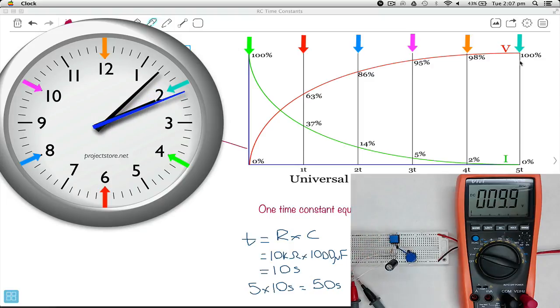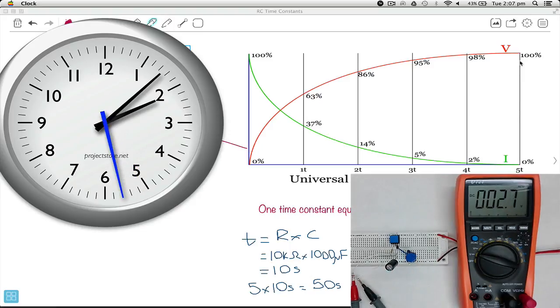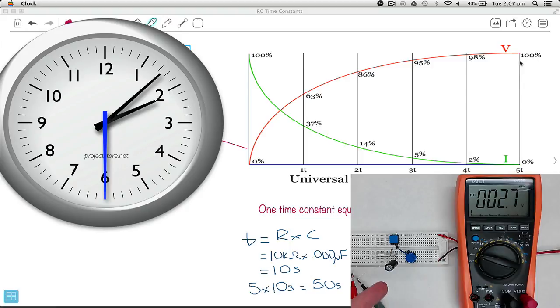So very close. If I was to discharge this thing, I press the button and it slowly discharges. It'd take the same amount of time, 50 seconds, to completely discharge. And so I won't wait the full time for that, but you can see it's going to do the same thing. And you can see it's storing its charge there. I'm not pressing any buttons and it's storing that.